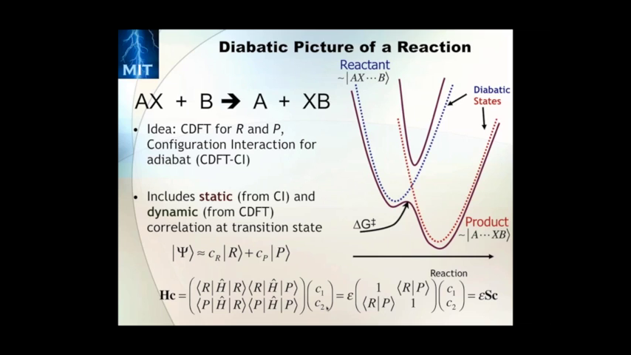I see I'm inconsistent in my notation. These should be C_R and C_P. But in any case, these coefficients are determined by solving this eigenvalue eigenvector problem. And that tells you how much the wave function looks like reactant and how much it looks like product right here at the transition state. Because sometimes you have an early transition state where it looks more like reactant. Sometimes you have a late transition state where it looks more like product. And the CI figures out the correct weights there.